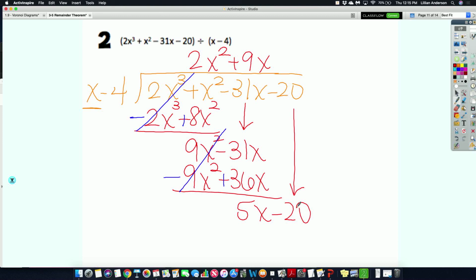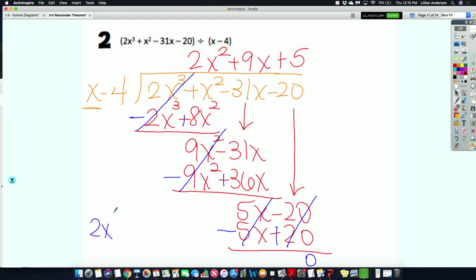One last time for the good time. X times what gives me 5x? 5. Then I multiply 5 times x, and negative 4 times 5, and you can't forget to change your signs. So this becomes a negative, this becomes a positive. Everything cancels out, leaving me with a remainder of 0. So my answer is this: 2x squared plus 9x plus 5.